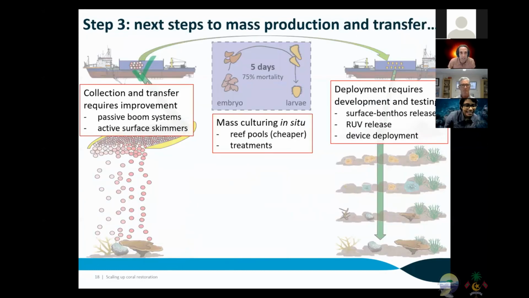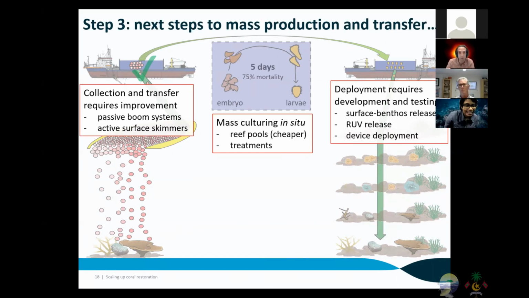So where are we now? What are our next steps to mass production and transfer? The first major thing is to work on this side of the diagram: we need to improve our collection and transfer techniques. We're going to be doing this using some passive boom systems and some active surface skimmer approaches as well. We're really happy with the culturing on the vessel in these tanks, but we're also now going to trial with our partners to mass culture in situ, using reef pools, and we're going to do some manipulations to larvae during that to see if we can enhance their survival or growth.